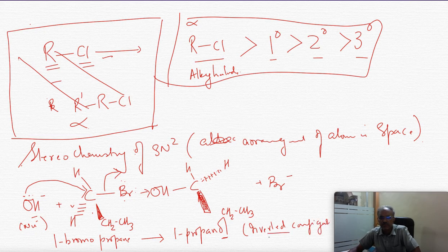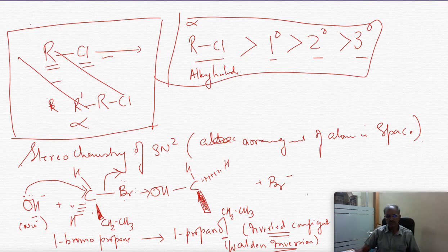As I told you in the previous lectures, there are two types of configuration: retention of configuration and inversion of configuration. Retention means as was the reactant, so is the product. The position of the bonds in the reactant, the substrate, is the same in the product also. That is known as retention. But inversion means the position of one of the bonds has gone to the other side, completely changed. So it's known as inversion of configuration, or Walden inversion.